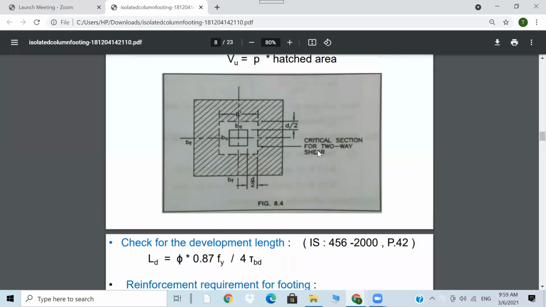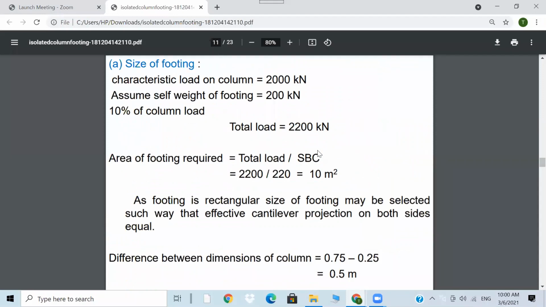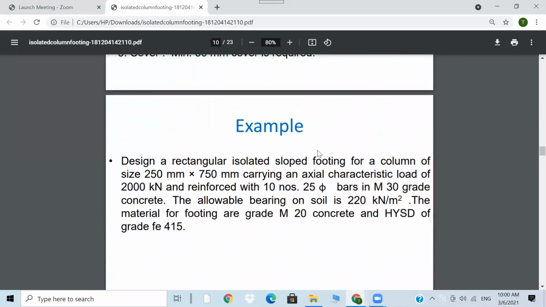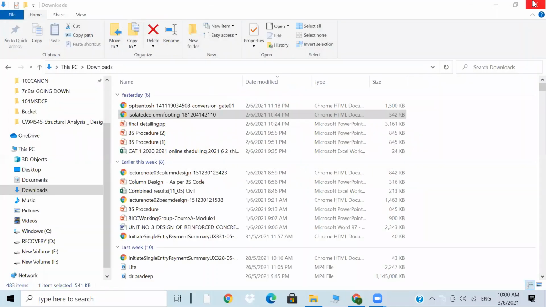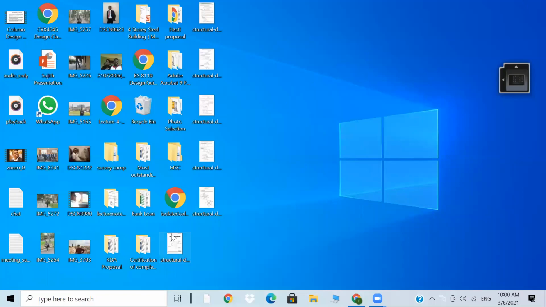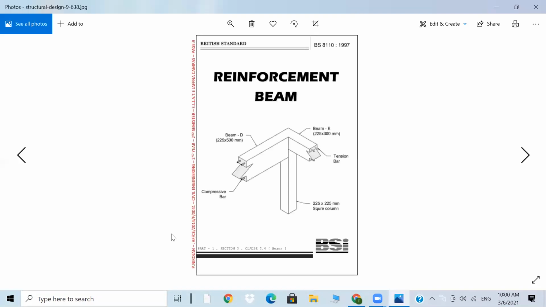So this is another critical section that you need to make sure of in the design calculations. Okay, so then I will leave it here for basic understanding, and I hope, sorry.